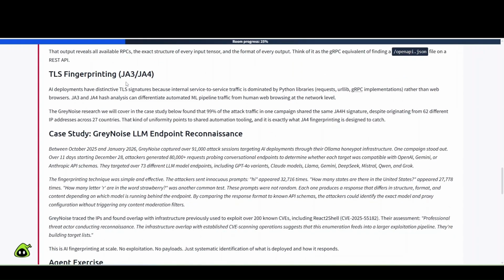TLS fingerprinting, JA3 and JA4. AI deployments have distinctive TLS signatures because internal service-to-service traffic is dominated by Python libraries, requests, urllib, and gRPC implementations rather than web browsers. JA3 and JA4 hash analysis can differentiate automated ML pipeline traffic from human web browsing at the network level.